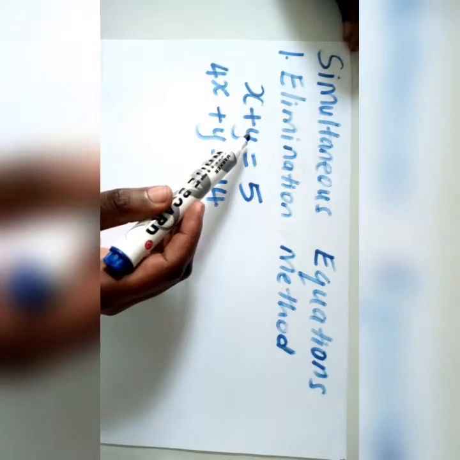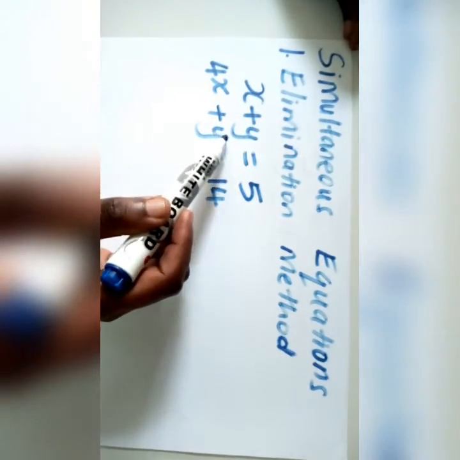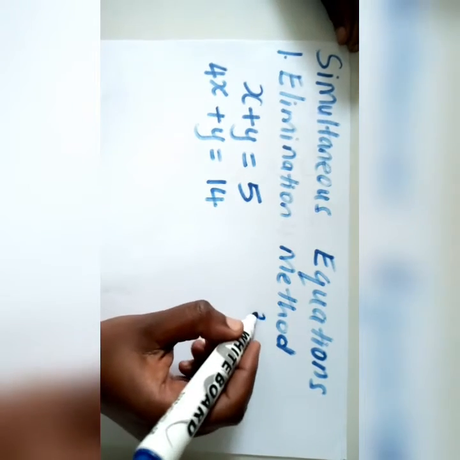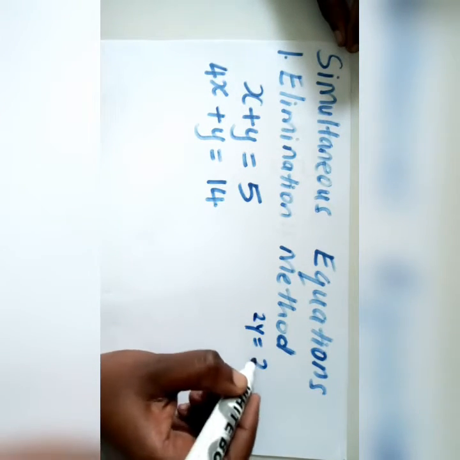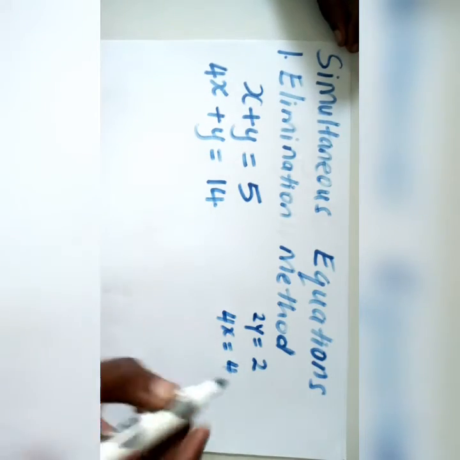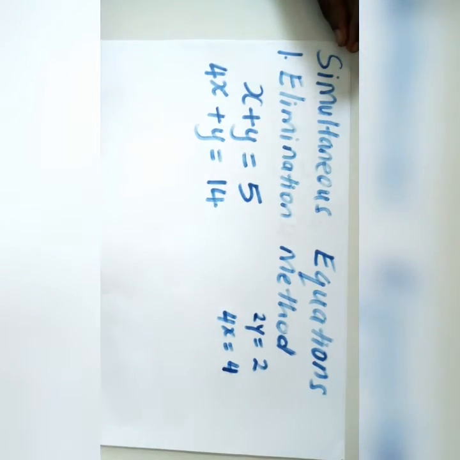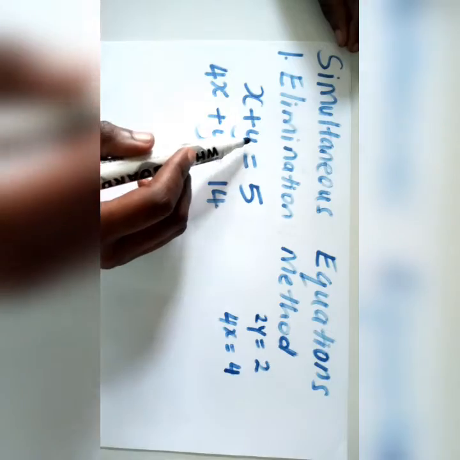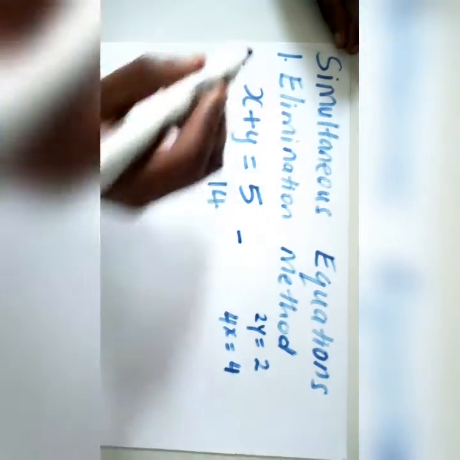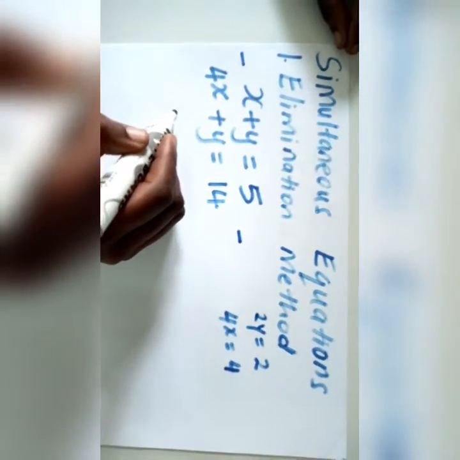And when you look at y and this other y, they have the same coefficient. What is a coefficient? If you have 2y, the coefficient is 2. If you have 4x, the coefficient is 4. So the number that comes before the letter. So in this case, we have y, and our aim is to get rid of the y. So we're going to do minus on both sides so that we get a 0 over here.